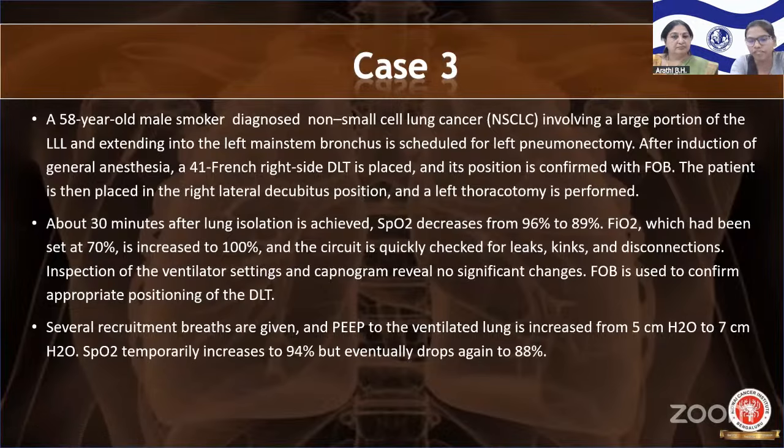Thirty minutes after lung isolation is achieved, SpO2 decreases from 96% to 89%. For this, FiO2 is increased to 100%, and the circuit is checked for leaks, kinks, and disconnection. Ventilatory settings and capnography reveal no significant changes, and the fiber optic bronchoscope is used to confirm appropriate positioning of the DLT. Recruitment breaths are also given, and the PEEP is increased from 5 to 8. The SpO2 temporarily increases to 94 but eventually drops to 88%. So what is your resolution to it?